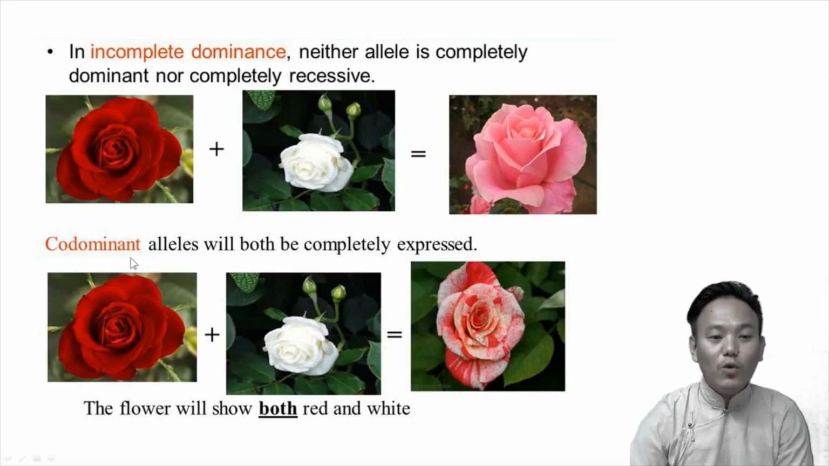In case of codominance, the allele for the red flower coloration and the allele for the white flower coloration are both equally dominant, and therefore they both get to express in the F1 generation. In the F1 generation, you can see the flower petals over here. The flower petals have got both red color as well as white color. So this is codominance. So that is incomplete dominance and codominance. I hope you understood the difference between these two phenomena.